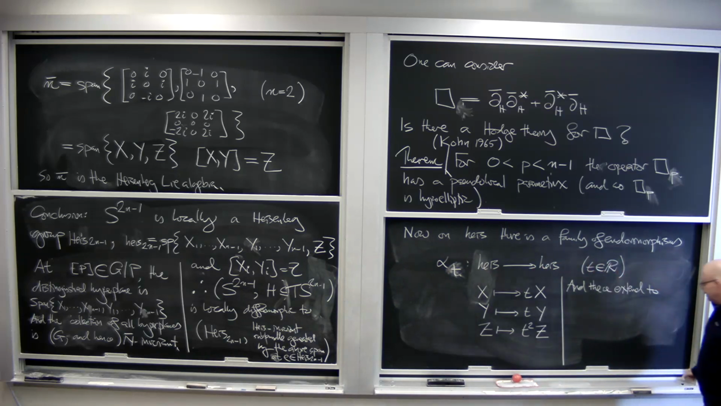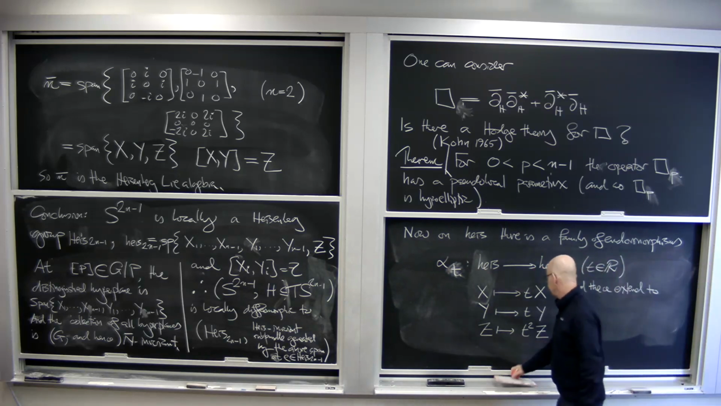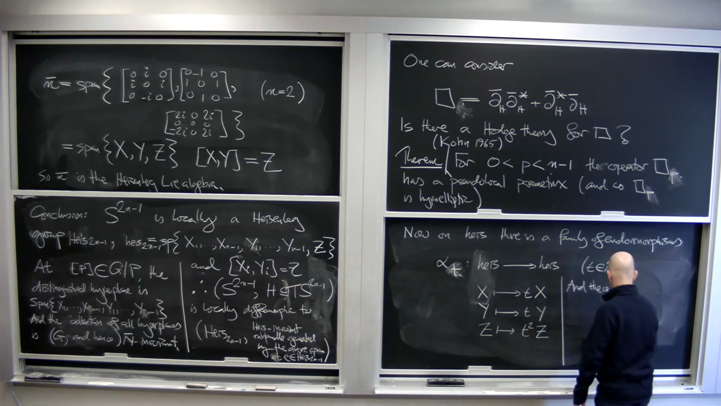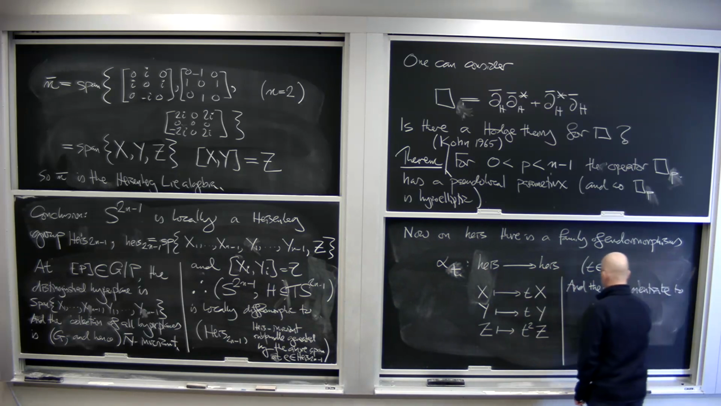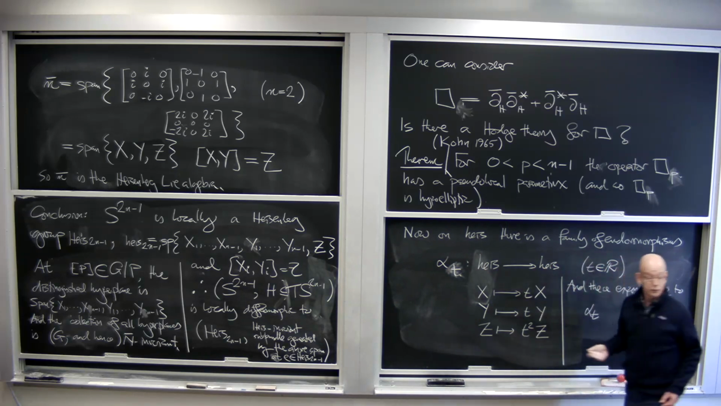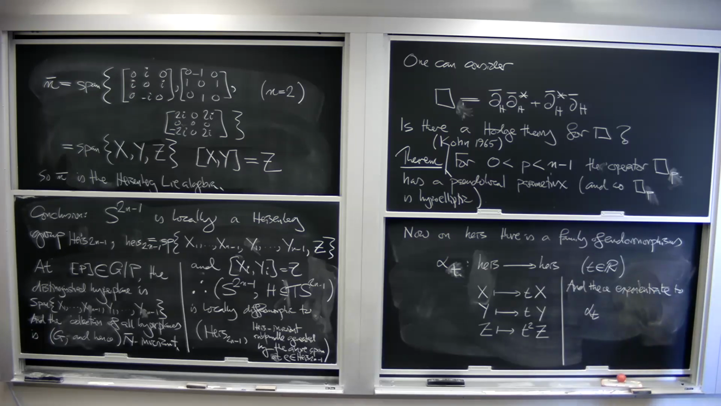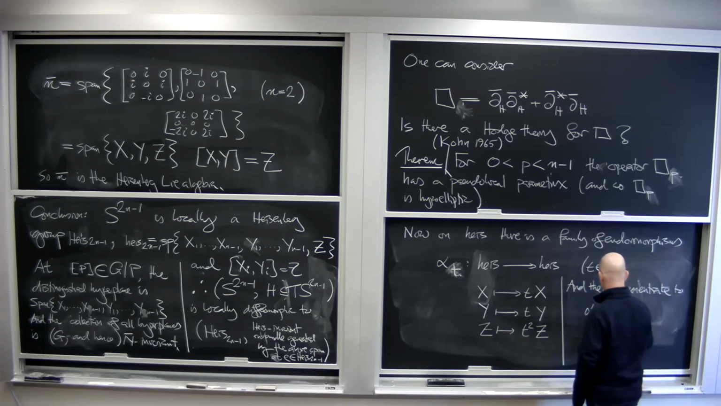And these fellows extend, or rather exponentiate, to a family of mostly automorphisms. Alpha 0, of course, is kind of degenerate. But apart from that, these are automorphisms of a Heisenberg group to itself.